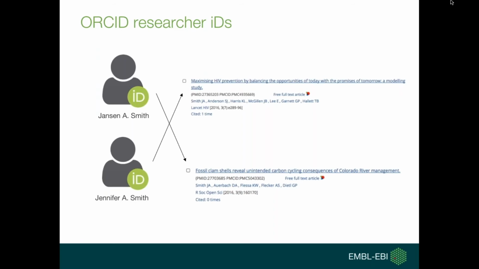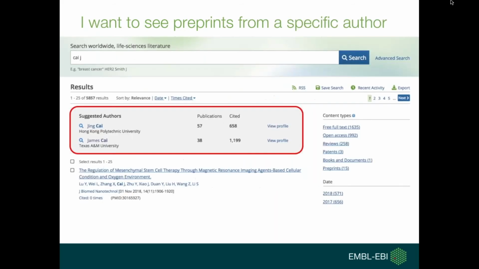And so if a researcher has an ORCID ID and has added their publications to this ORCID ID, they will have this kind of suggested author box in Europe PMC. They will appear there, and we will pull out the number of publications and number of citations based on their ORCID profile. And this is really useful when you're trying to distinguish two authors with a similar name. It gives you the affiliation, it gives you the number of citations, and you can go directly to their profile.